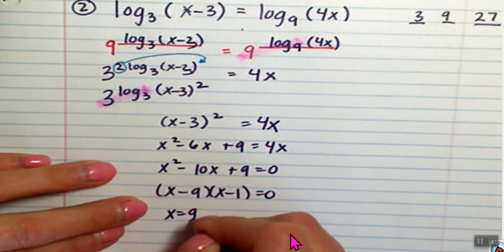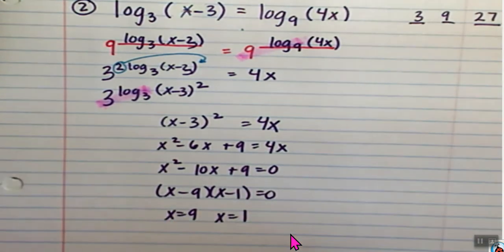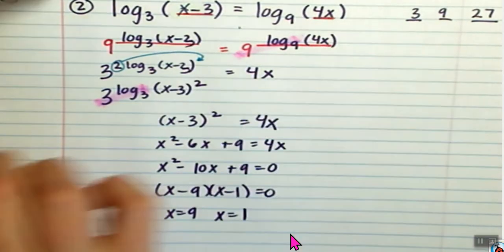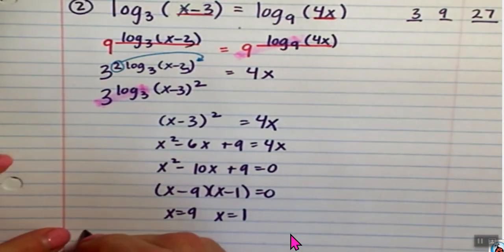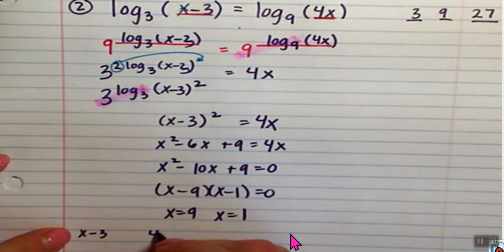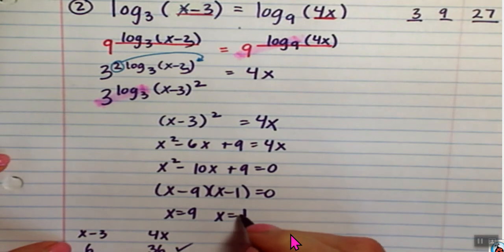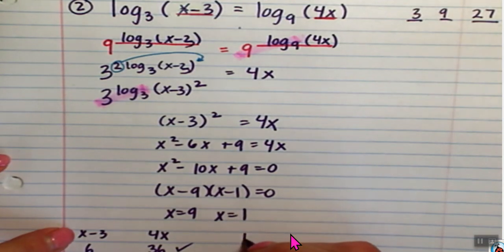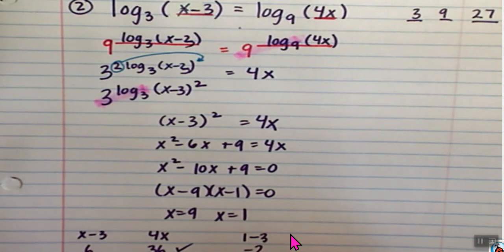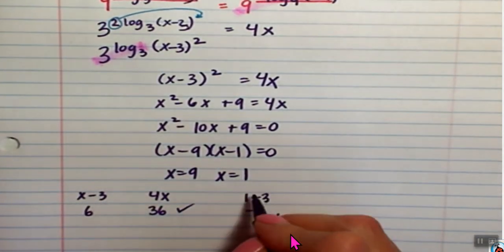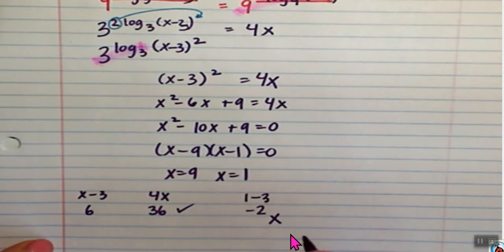Okay. X equals 9. X equals 1. So let's go back and check. Notice right here, we just have to make sure x minus 3 and 4x. So we get 6 and 36. Okay, check. Now we're going to check 1. 1 minus 3 is negative 2. Nope. That doesn't work. X minus 3, when I try 1, does not work.